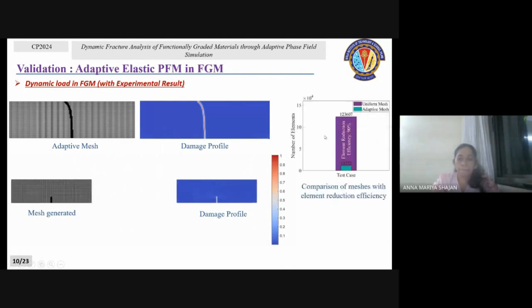Next, I am just showing the comparison of the number of elements required for both the uniform and the adaptive mesh. So here we can see that for the uniform mesh, you require 1,23,000 elements, whereas for the adaptivity, you require only 11,272 elements. So if we compare the efficiency, we can see that with the adaptivity, we can achieve a 90% efficiency by reducing the number of elements.